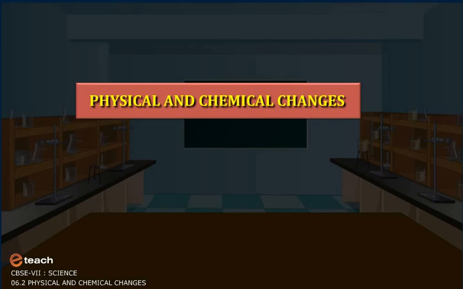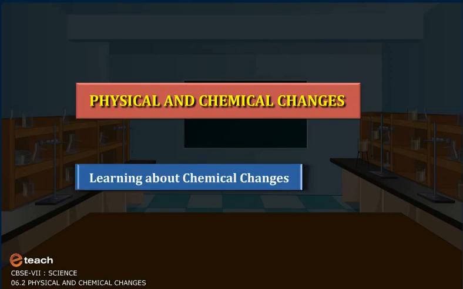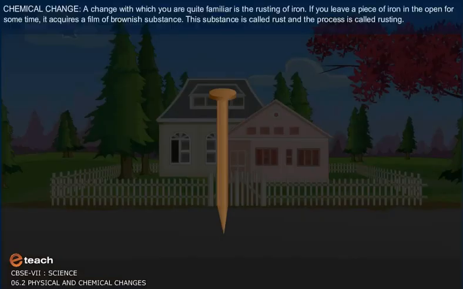Physical and chemical changes. Learning about chemical changes. Chemical change. A change with which you are quite familiar is the rusting of iron. If you leave a piece of iron in the open for some time, it acquires a film of brownish substance. This substance is called rust, and the process is called rusting.